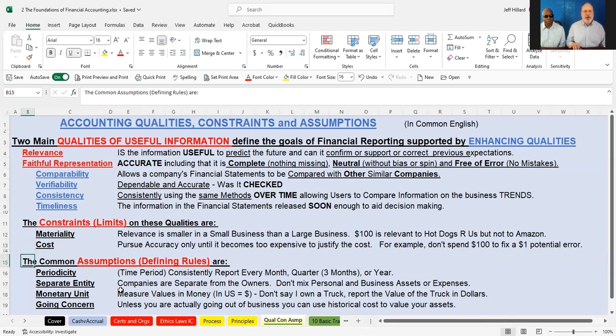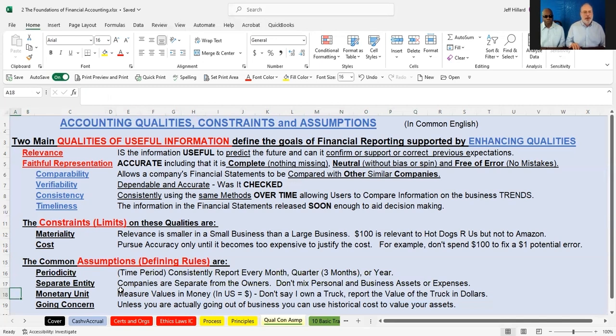Common assumptions, which are defining rules, are the time period assumption, sometimes called periodicity, which means consistently report every month, quarter, and year. Typically for external reporting, it's quarters and years, which is 3 months. Separate entity assumption. This was Hot Dogs R Us, that first real transaction where you took money out of your personal pocket and invested it in the business. The businesses and companies are separate from their owners. Don't mix personal and business assets and expenses.